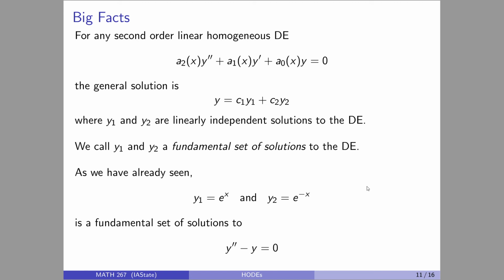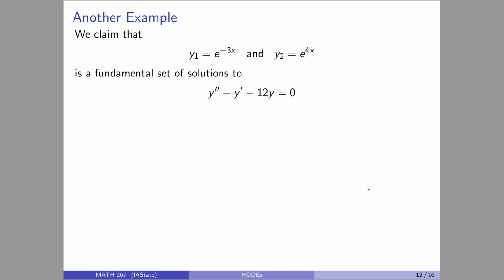We now know what solutions to a second-order linear homogeneous differential equation are going to look like. They're going to be a linear combination of linearly independent solutions. So in order to solve such things, we need to find two solutions, y1 and y2, and we need to check that they're linearly independent. So let's do that. Here is an example. Good time to pause the video and give it a go yourself.